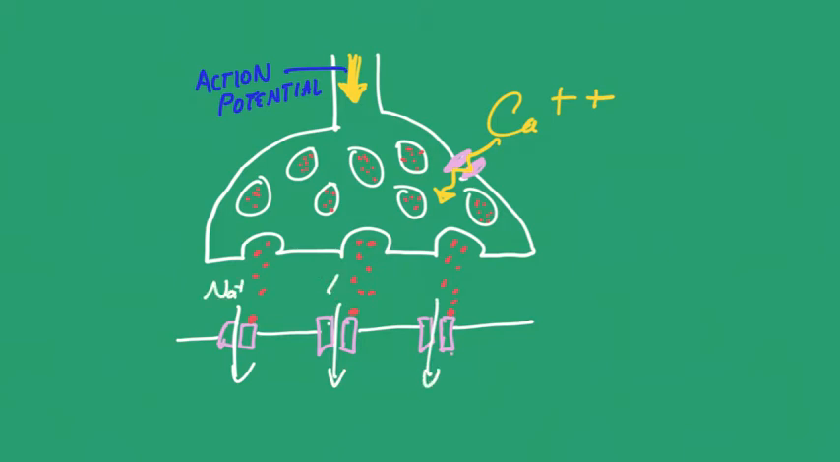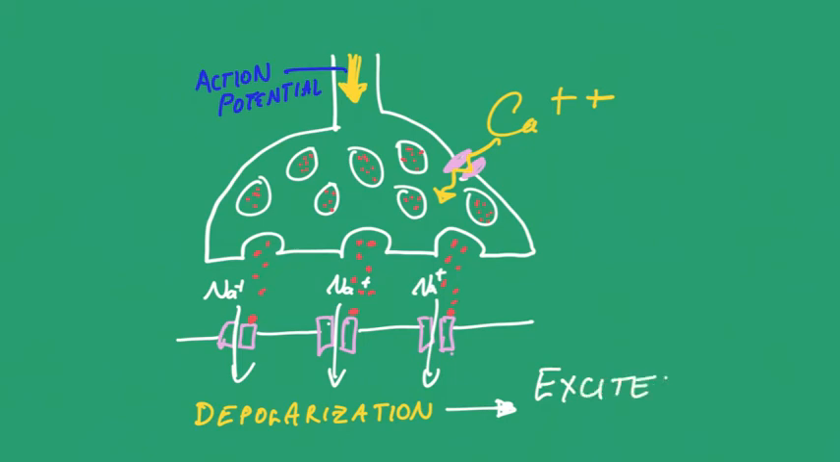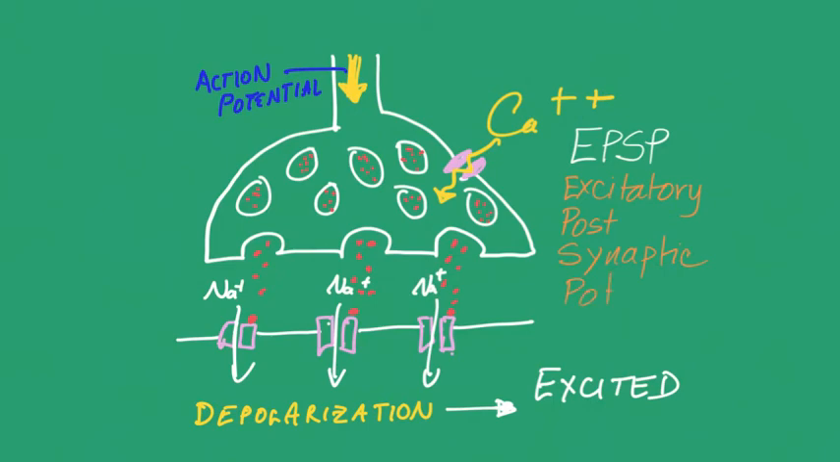These are ligand-gated sodium channels, and so when the channels open, sodium rushes in, bringing positive charges into the postsynaptic neuron, thereby depolarizing the postsynaptic neuron. The postsynaptic neuron is now excited. We call this type of local potential an excitatory postsynaptic potential, EPSP for short. Excitatory postsynaptic potential, which means that the postsynaptic neuron is now excited.